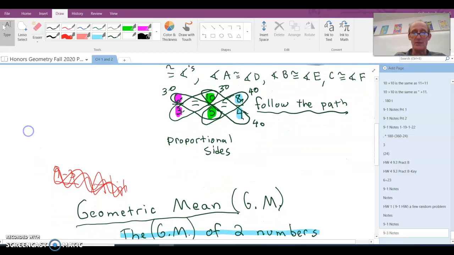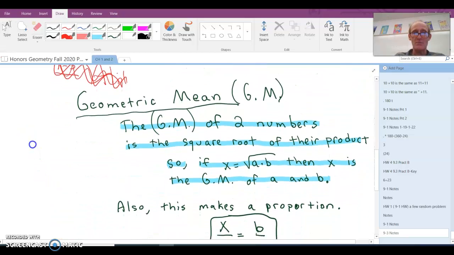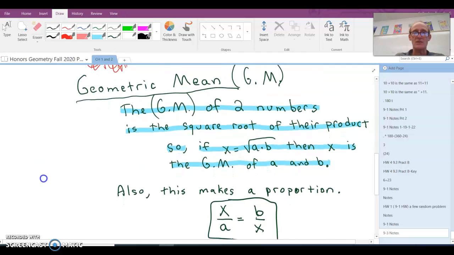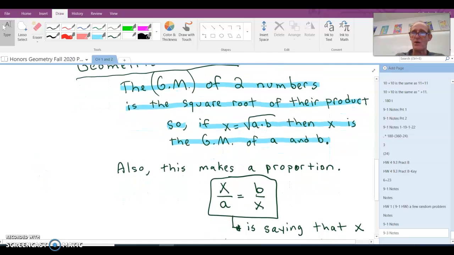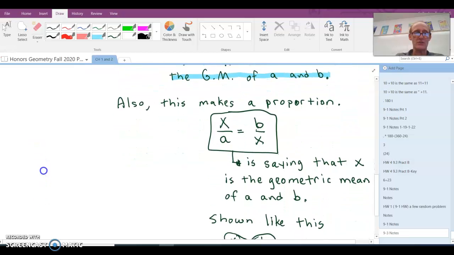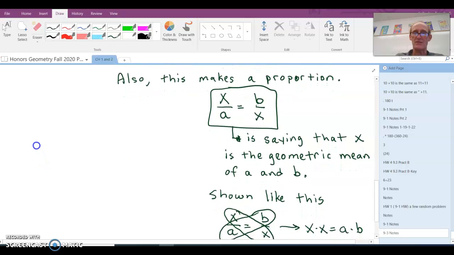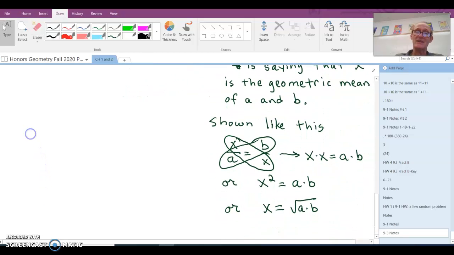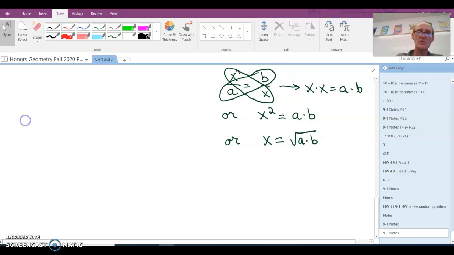All right. So, the last piece is the geometric mean. Now, I'm going to show you that tomorrow, but the geometric mean of two numbers is the square root of their product. This also makes a proportion. X over A equals B over X. So when we solve this proportion, we get x times x equals A times B, or x squared equals A times B, or x equals the square root of A times B. Okay?